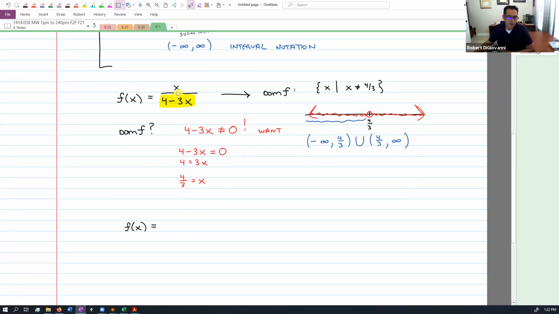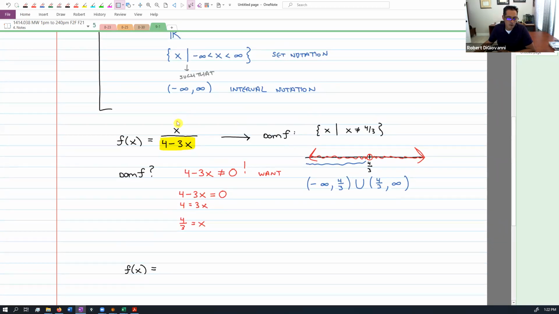What about the top being 0? Hold on. What if the top of this function was 0? Like, can I plug 0 in for x? Because that would give me 0 on top. Is that bad or no? No, it's not. You can have 0 on the top. You just can't have 0 on the bottom.